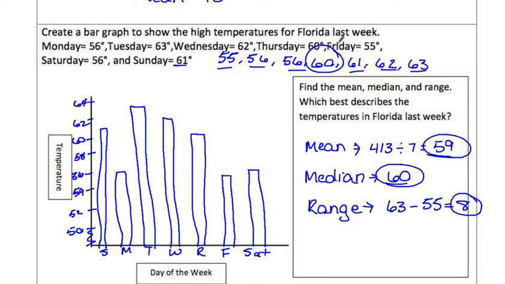And then the last question asks which best describes. So my favorite measure to use is the mean. I cannot use the mean if I have an outlier. So I have to ask myself, do I have any outliers here? I do not have any outliers. So the mean is the best measure.